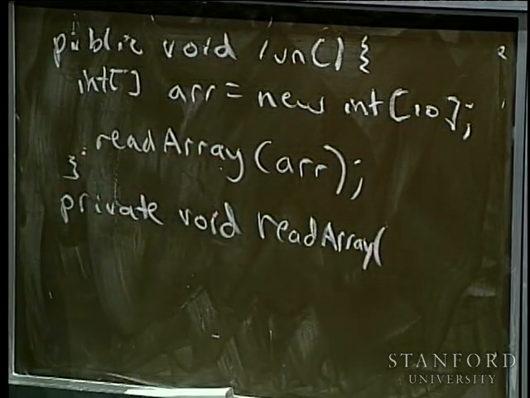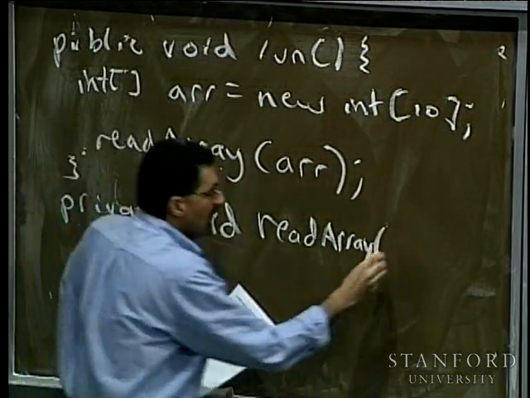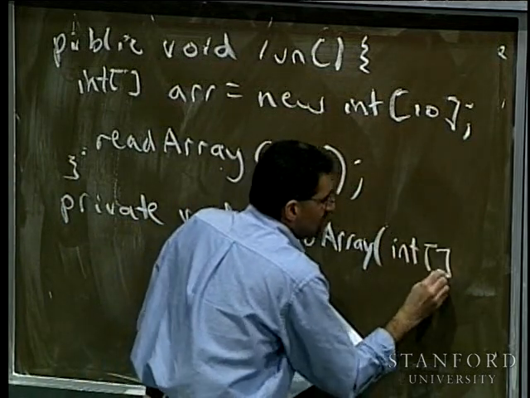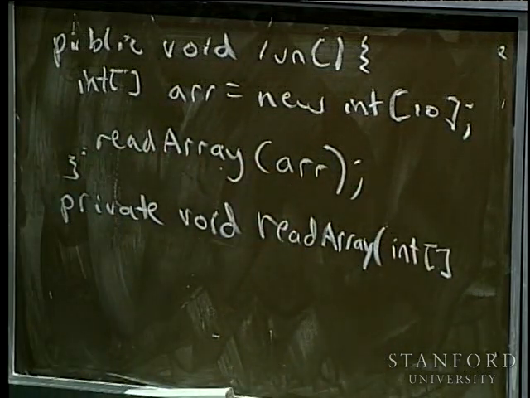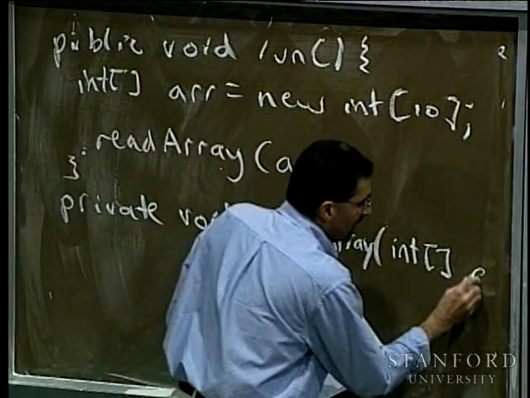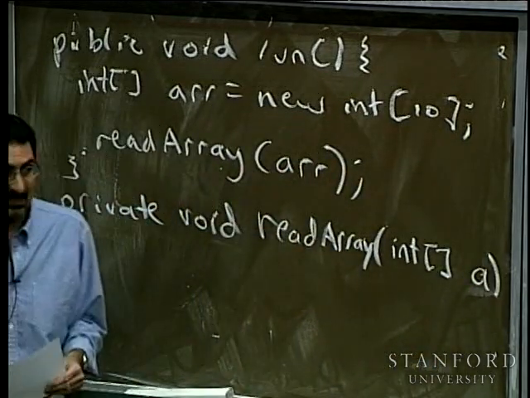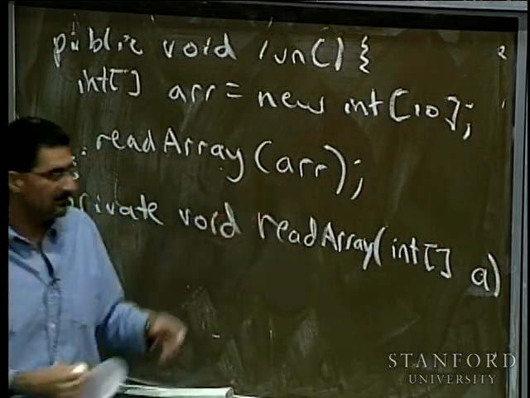How do I specify a parameter array? I say int bracket bracket. That indicates the thing that is getting passed to me is an array of integers. Okay? And then I give it a name for the parameter. Here I'll call it A, just to distinguish it from ARR.